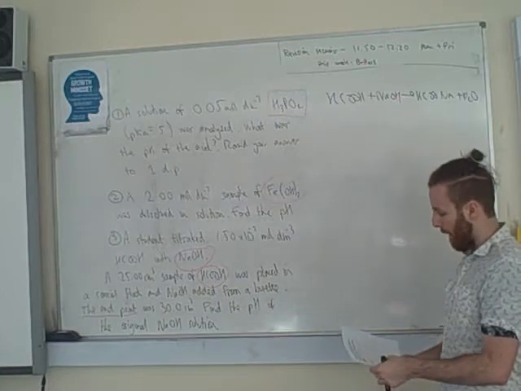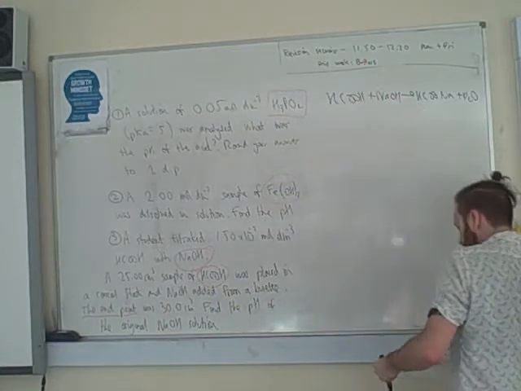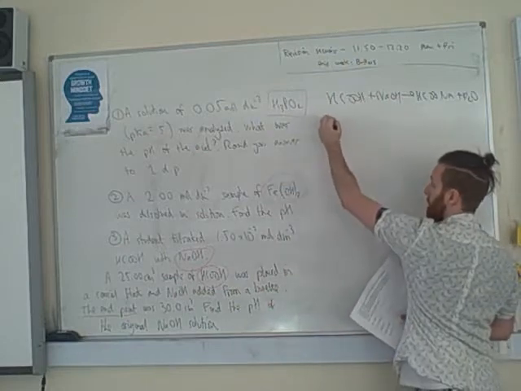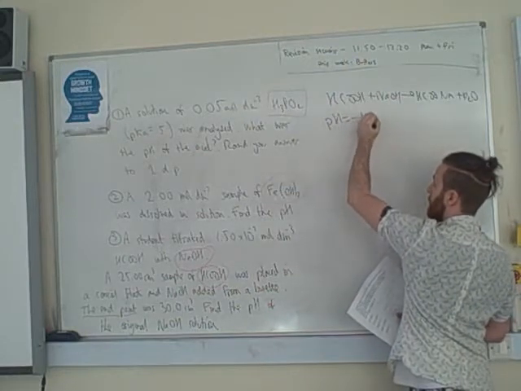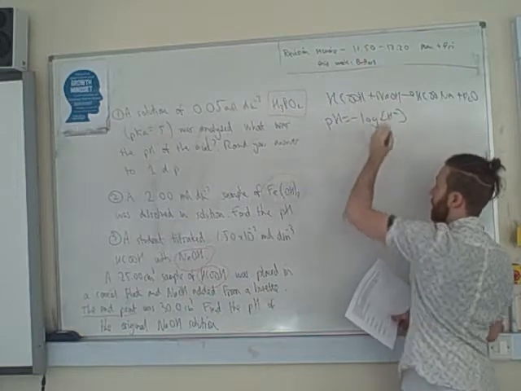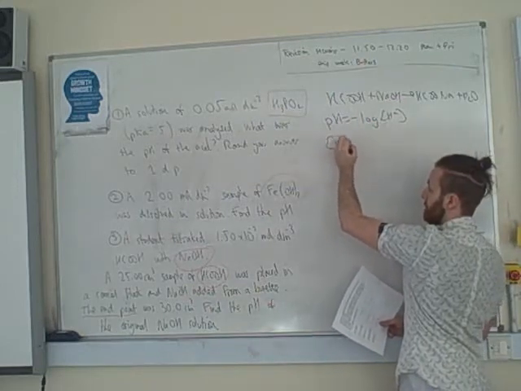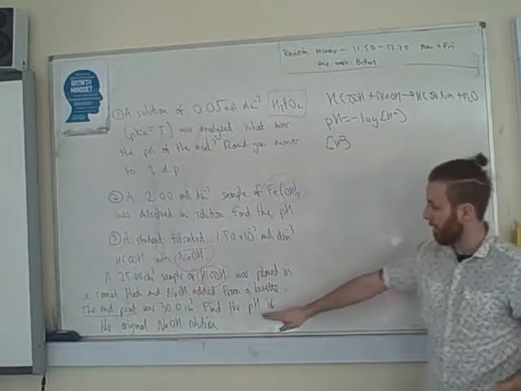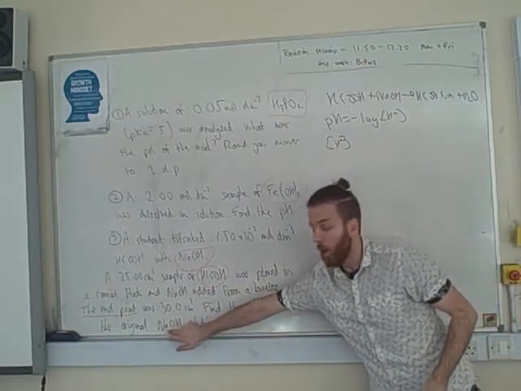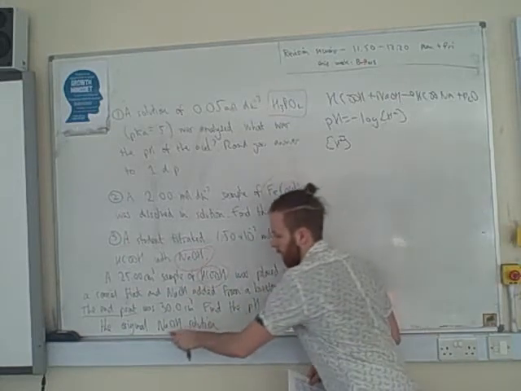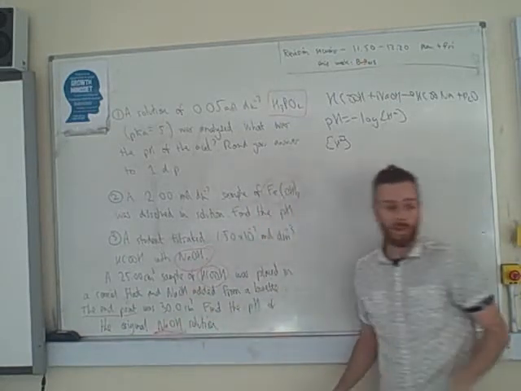So let's set up our calculation then. Bit of a long one this. So first of all, it's asking us to find the pH. pH equals minus the log of the H plus. We don't know the H plus though, but it's asking us to find the pH of our strong base there. So this is what the question's asking about, the strong base.